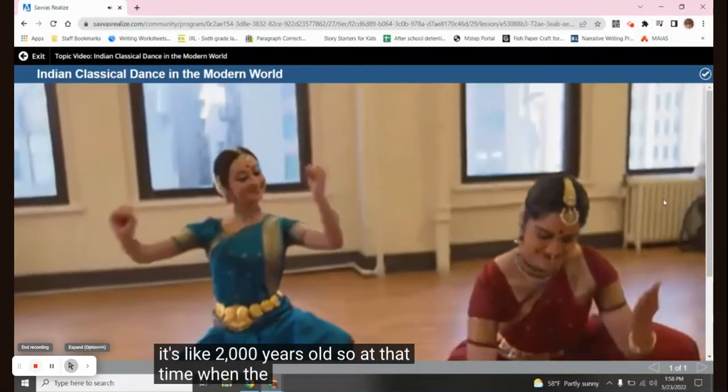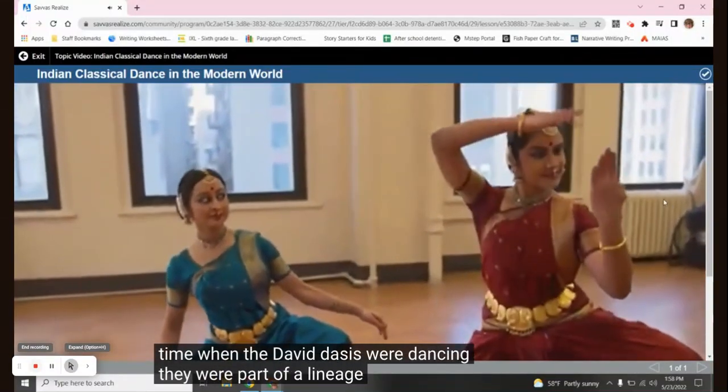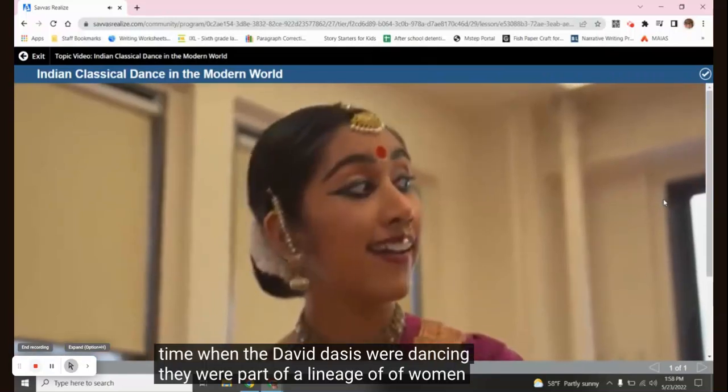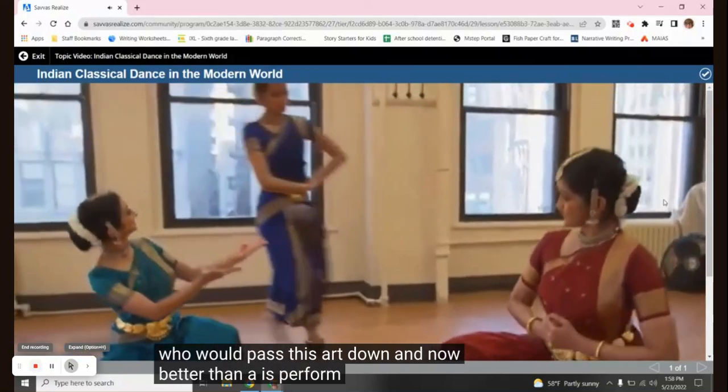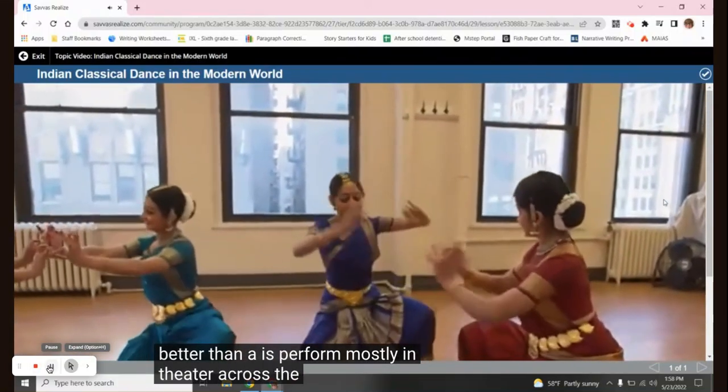At that time when the Devadasis were dancing, they were part of a lineage of women who would pass this art down. And now Bharatanatyam is performed mostly in theaters across the world.